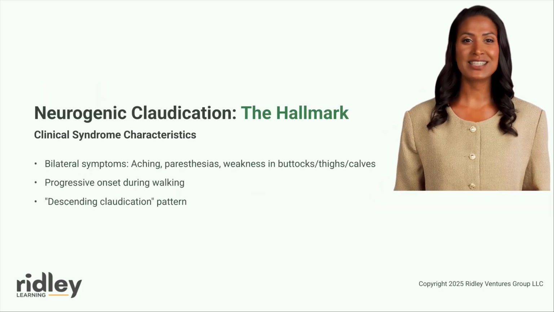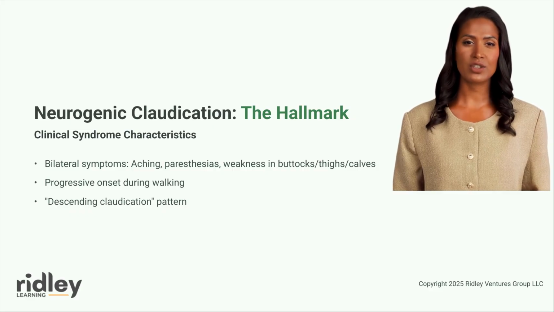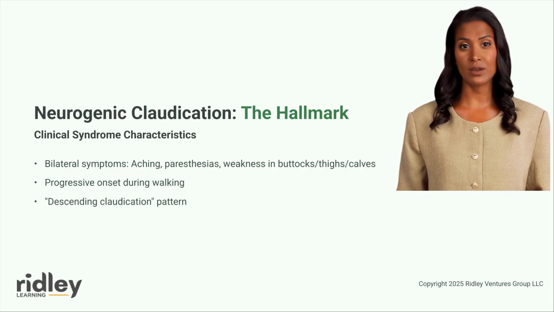Let us begin with a detailed examination of the clinical presentation of neurogenic claudication. Neurogenic claudication represents the hallmark clinical syndrome of lumbar spinal stenosis and provides the primary basis for clinical diagnosis. The term claudication derives from the Latin claudicare, meaning to limp, and describes the characteristic limitation in walking capacity that defines this condition. Unlike vascular claudication, which results from arterial insufficiency, neurogenic claudication arises from compression and ischemia of neural elements within the narrowed spinal canal.